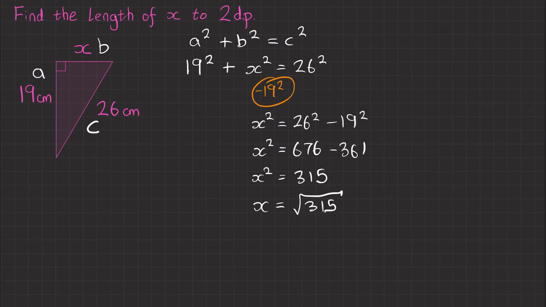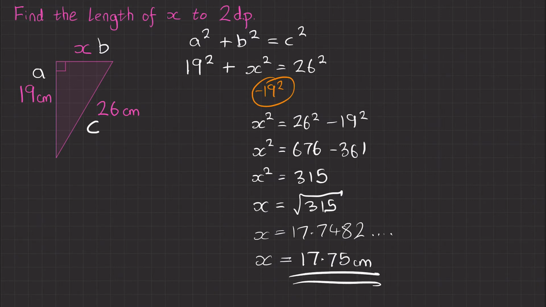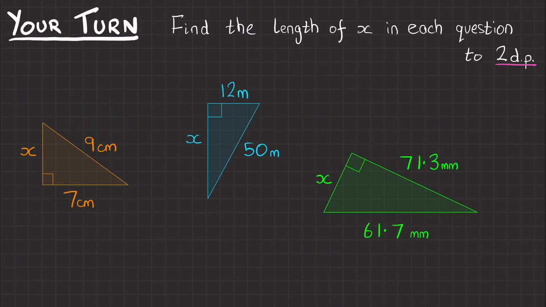And then enter that into your calculator, and we'll be left with the answer x equals 17.7482, etc., etc., or x equals 17.75 centimeters to 2 decimal places. 3 questions for you to have a go with now. Find the length of x in each question to 2 decimal places. Pause the video and resume again when you're ready for the answers.